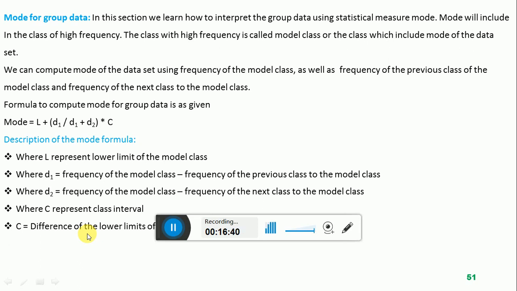I am again repeating how a statistician can define the value of C. C is the difference of the lower limits of the two consecutive classes.